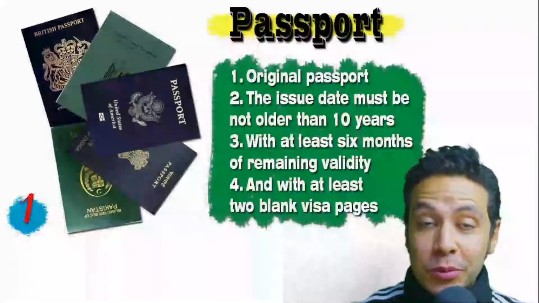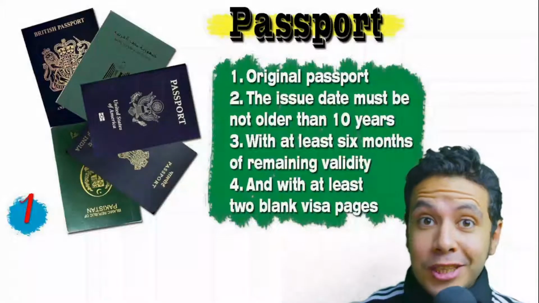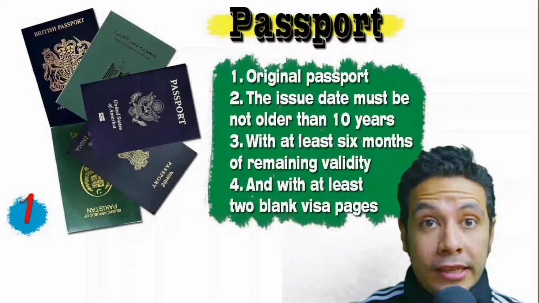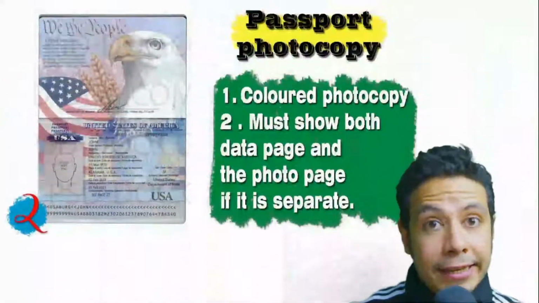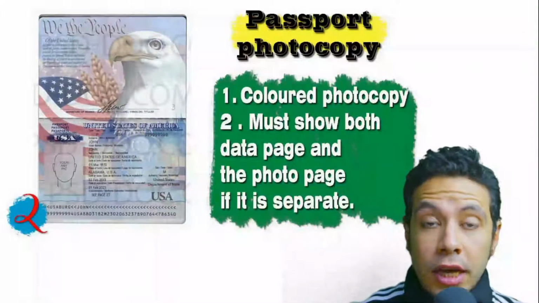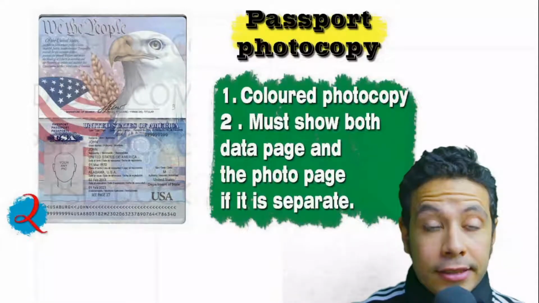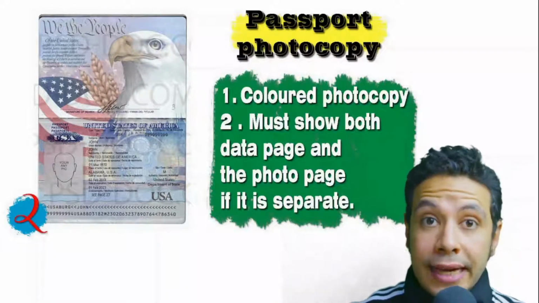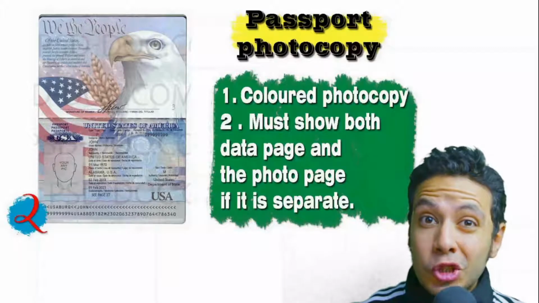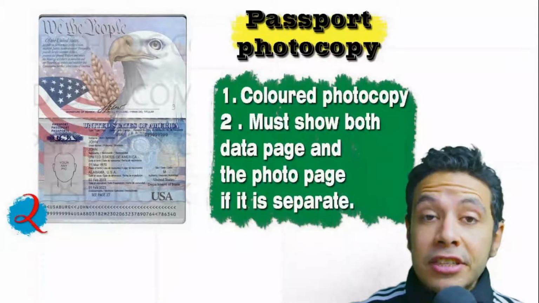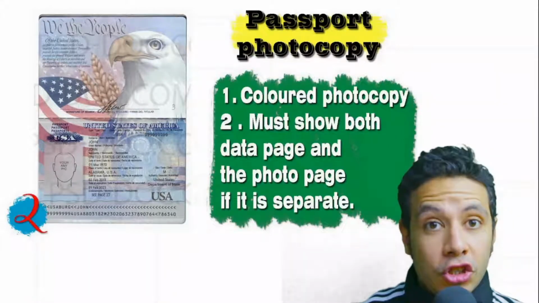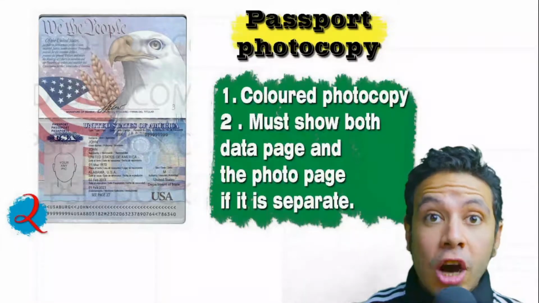Speaking about your passport, it must be original, and it must not be older than 10 years, with at least 6 months of remaining validity, and with at least 2 blank visa pages for the stamps. In many cases, you will also need a passport photocopy. It might be 1 copy or more than one, and it's preferred to be colored, and both the data page and the photo page must be shown if separated. In some cases, you might be required to photocopy every single page of your passport, but in general, only the data page and the photo page are needed.